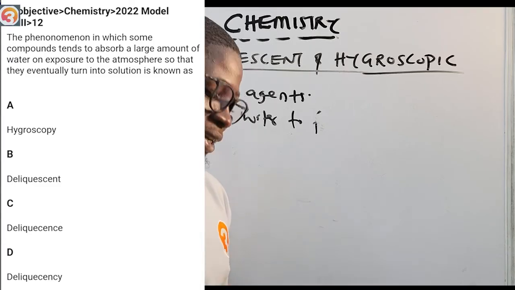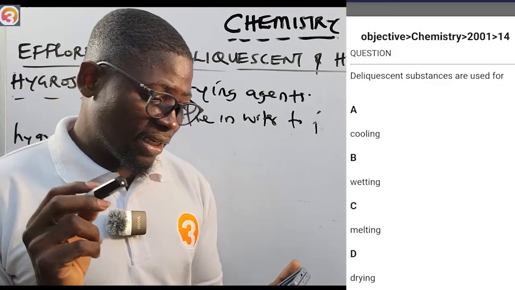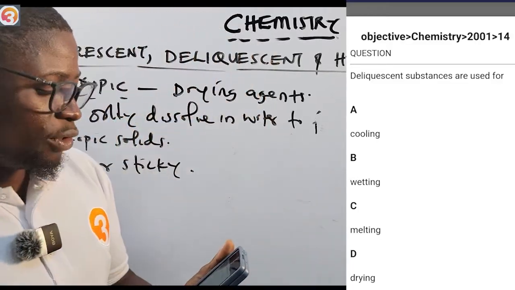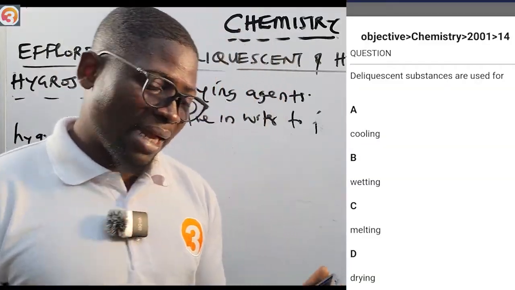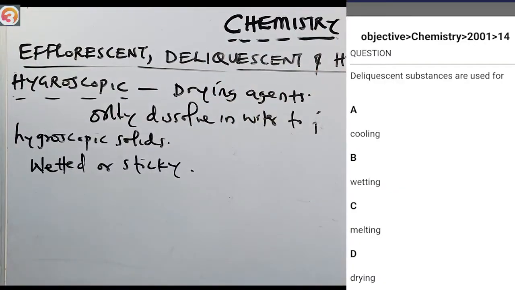Somebody will say they don't repeat past questions, yet you are seeing questions on almost one thing: deliquescent. Now, 2001 question number 14: deliquescent substances are used for A, cooling; B, wetting; C, melting; D, drying. The correct answer is drying. They are useful as drying agents.